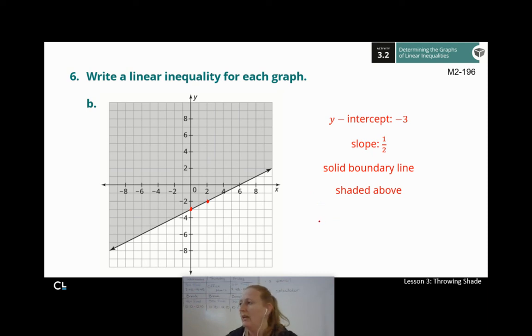So this tells me a few things. First of all, y, if it's above, is greater than, and if it's solid, or equal to. Of course, my slope is 1 half, so it's 1 half x. And my y-intercept is negative 3, so minus 3. Hooray!